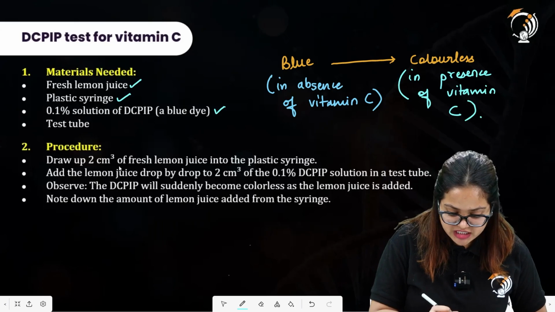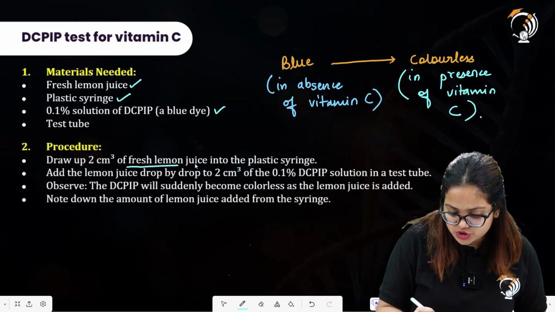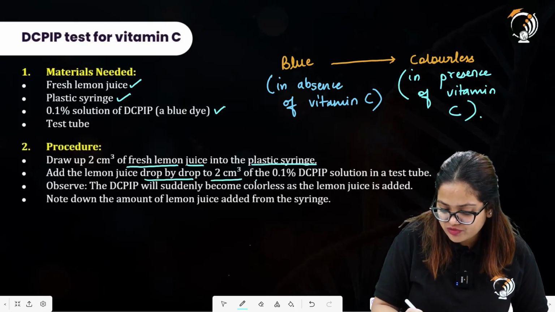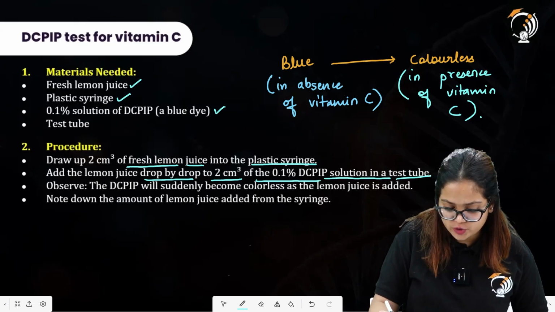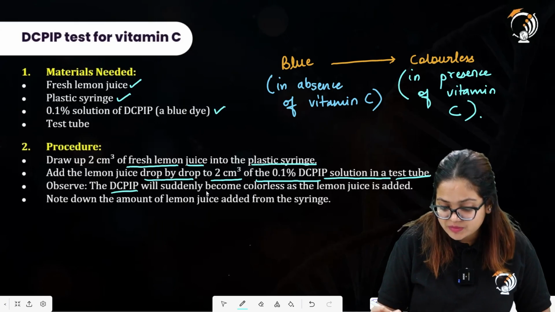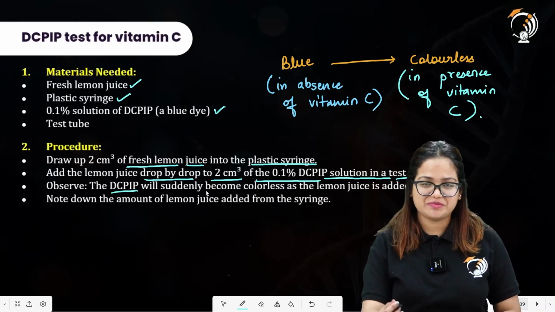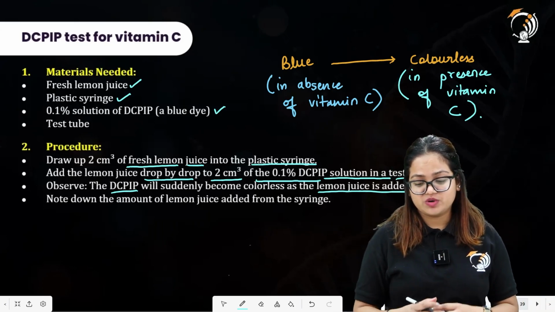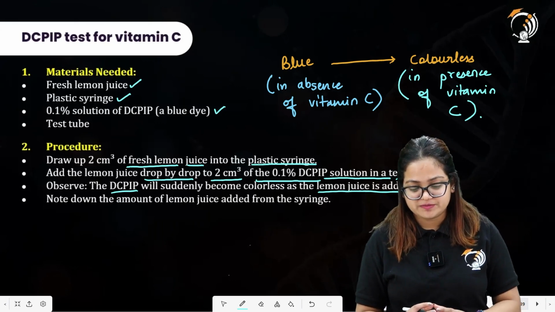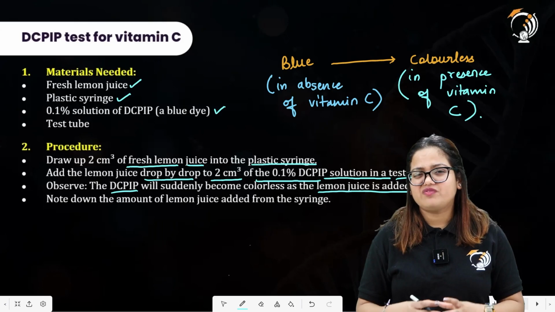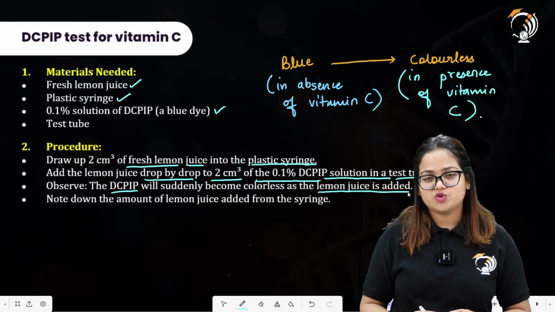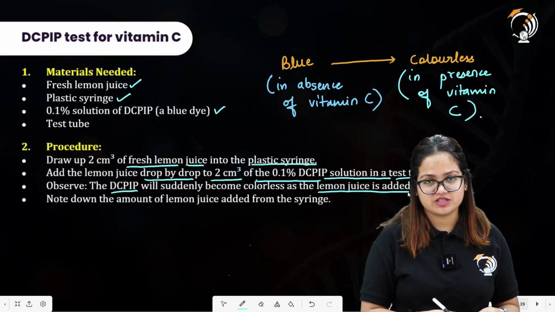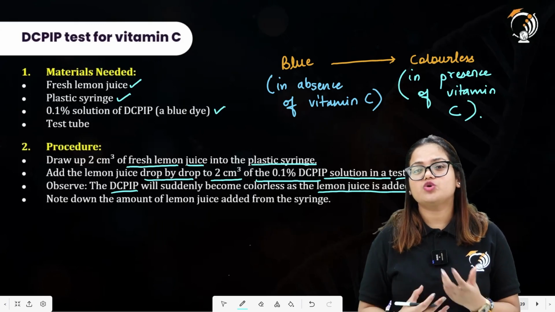What is the procedure? Draw up 2 cm³ of fresh lemon juice into the plastic syringe. Add the lemon juice drop by drop to 2 cm³ of 0.1% DCPIP solution in a test tube. Observe, the DCPIP will suddenly become colorless because the lemon juice had vitamin C in it. As the lemon juice is added, note down the amount of lemon juice added from the syringe. The more lemon juice is required to decolorize the DCPIP, the less vitamin C it has. So basically, if a lesser quantity of any food component is required to carry out this test, that means it has more vitamin C in it.